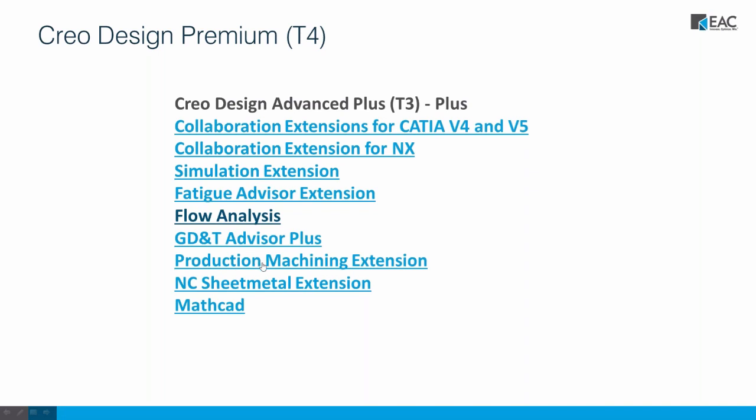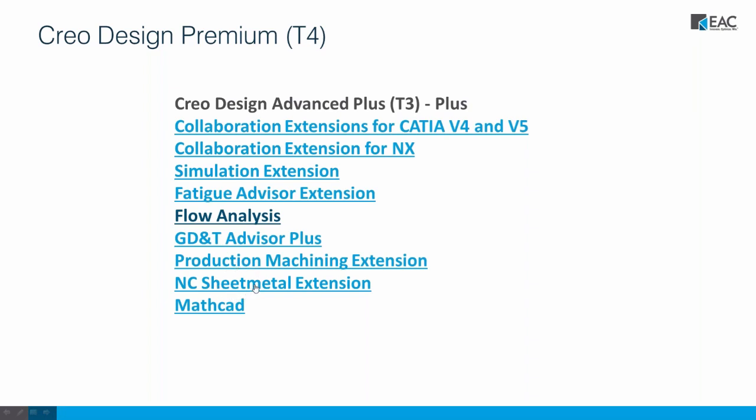Then we have production machining added to this. Production machining is the capability of doing not only, in addition to the 3-axis milling that we talked about earlier, it adds in 2- and 4-axis turning, also 2- to 4-axis wire EDM. So production machining extension is added to the tier 4.